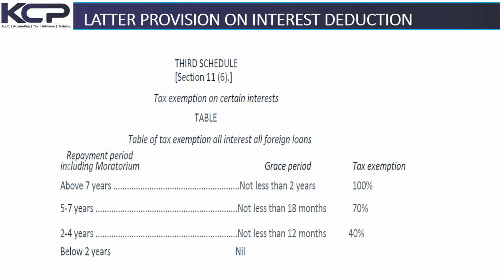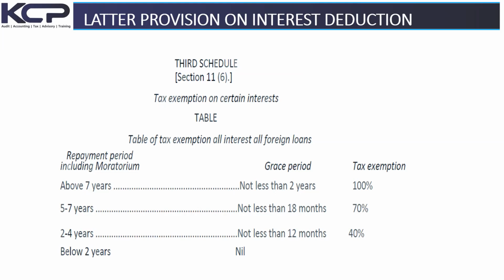The second instance here speaks to where the loan repayment period is between 5 but less than 7 years, provided the moratorium period or the grace period, the period in which no interest nor capital is expected to be repaid, only 70% of the interest is expected to be granted as a relief. Then where the loan is within 2 to 4 years, that is above 2 years but less than 4 years, with a moratorium period of 12 months, it is only 40% of the interest that will be recognized as tax deductible. But any loan given for a period of less than 2 years and with no grace period at all, then it means that interest incurred will not be applicable.